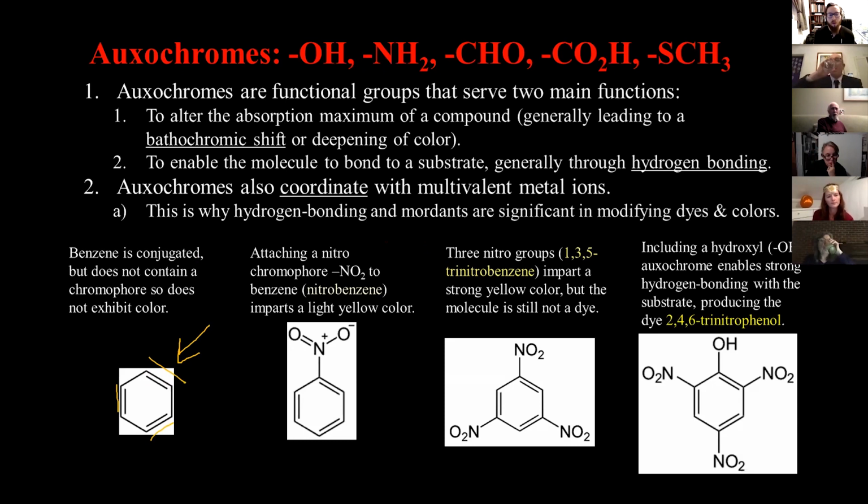If we attach a nitro chromophore, and this isn't actually an auxochrome, the nitro group is its own chromophore, so it actually imparts color to the benzene ring. So that's going to give it a very light yellow color. If we attach 3 nitro groups to a benzene ring, we get trinitrobenzene. It's going to impart a really strong yellow color, but still we don't have a hydrogen donor, so it's not going to bond very well with a substrate. If we look on the right side, we can see we've added a hydroxyl group here, that's the OH, so it can now donate a hydrogen and a hydrogen bond to cellulose in a very strong way.